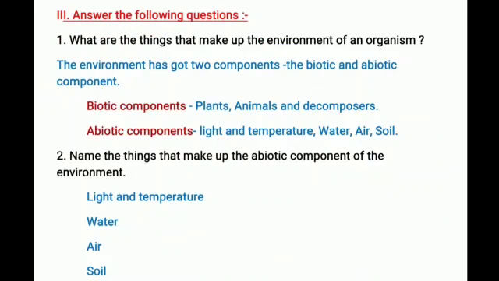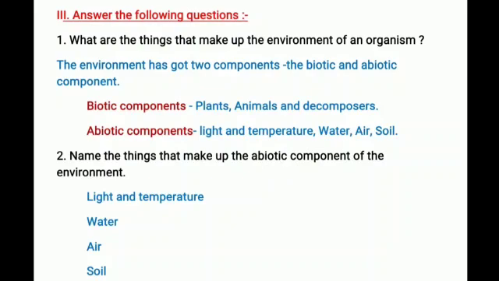Next is short answer. What are the things that make up the environment of an organism? So yes students, I hope you all know the answer. The environment has got two components, the biotic and abiotic component. The biotic component is made up of plants, animals and decomposers, whereas abiotic component is made up of light and temperature, water, air and soil.